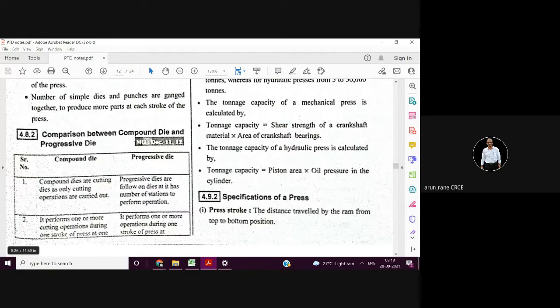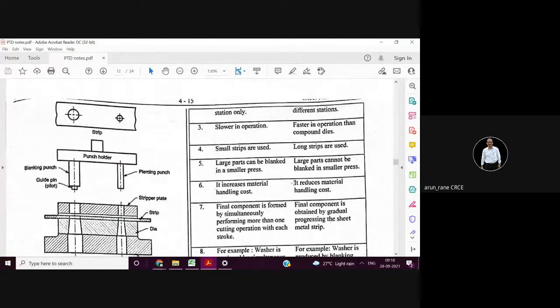In compound die, one or more cutting operations are done during one stroke, whereas here it is one or more operations during one stroke of the press at different stations. That is, there are different stations. Compound die is slow, this is faster. So obviously the strip length will be small in case of compound die, whereas in case of progressive die, the strip lengths are quite long.